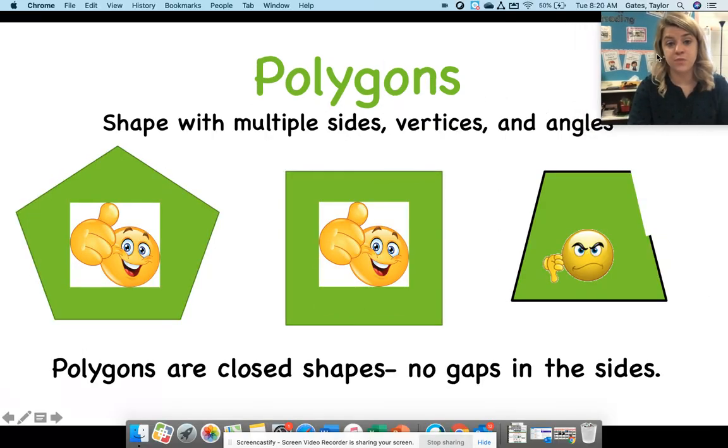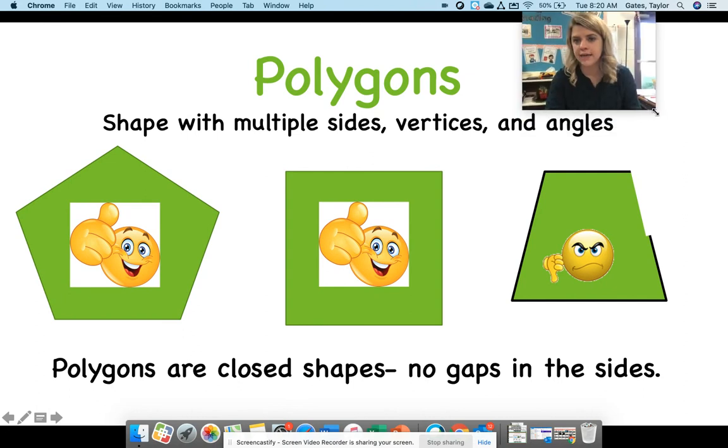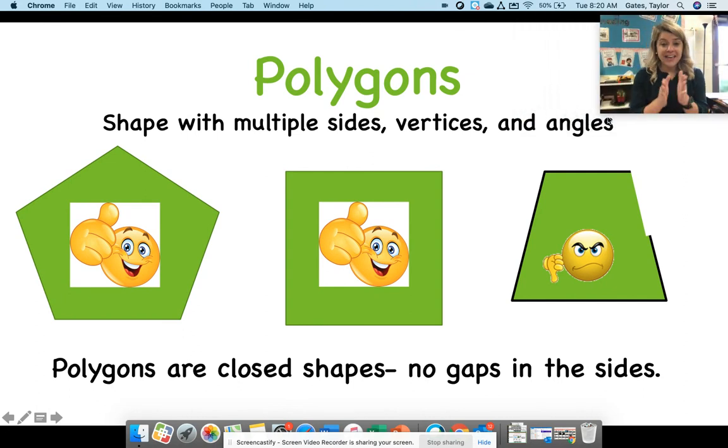Okay, so we know that a polygon, so our definition is changing a little bit. A polygon is a shape with multiple sides, vertices, and angles, okay? But look, there's more. A polygon is a closed shape, okay? There can be no gaps or openings, okay? So when we're looking at these shapes, we want to think of it like a cage. If we were to put our dog in there to keep it safe at night, kind of like a kennel, could it get out?